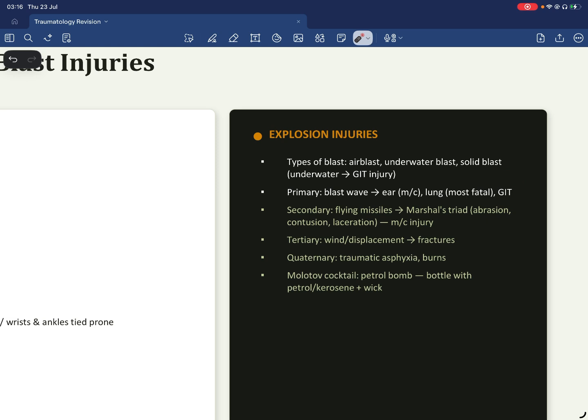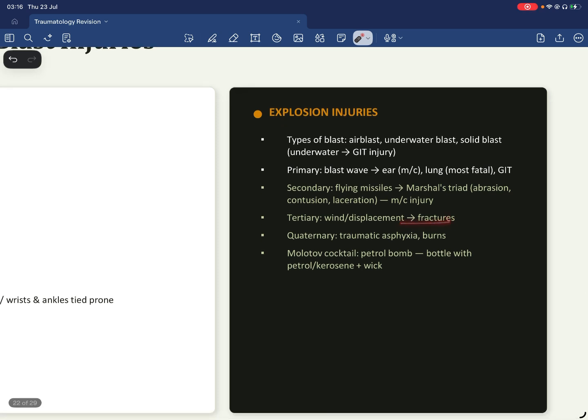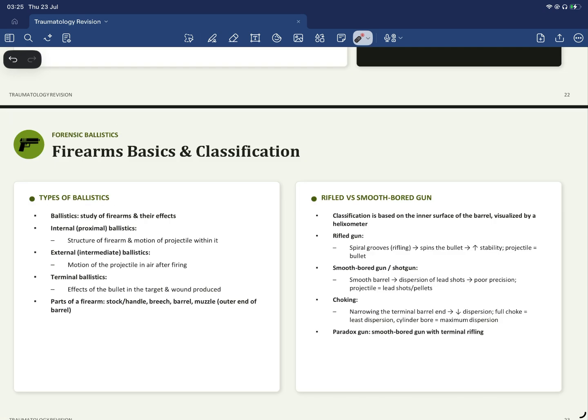Secondary, we have flying debris. The flying debris can be seen as Marshall's triad, which is abrasion, contusion, and laceration. This is Marshall's triad. Tertiary can be seen as fractures caused due to displacement of structures.